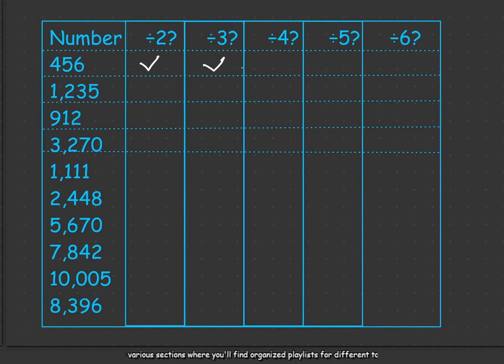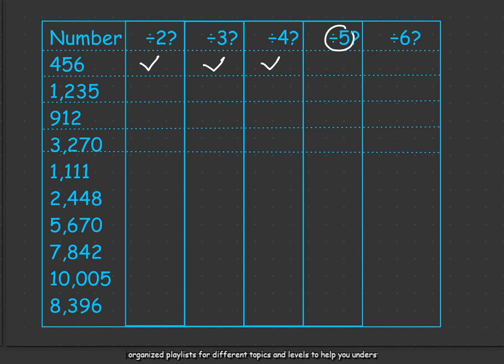Then we come to 4. So can 4 divide 456? We said the number is divisible by 4 if the last two digits is divisible by 4. The last two digits we have here is 56. Is it divisible by 4? Yes. So we can hence say that 456 is divisible by that, right? And you can even ask yourself, how many times does 4 divide your 56? And that is 14 times.